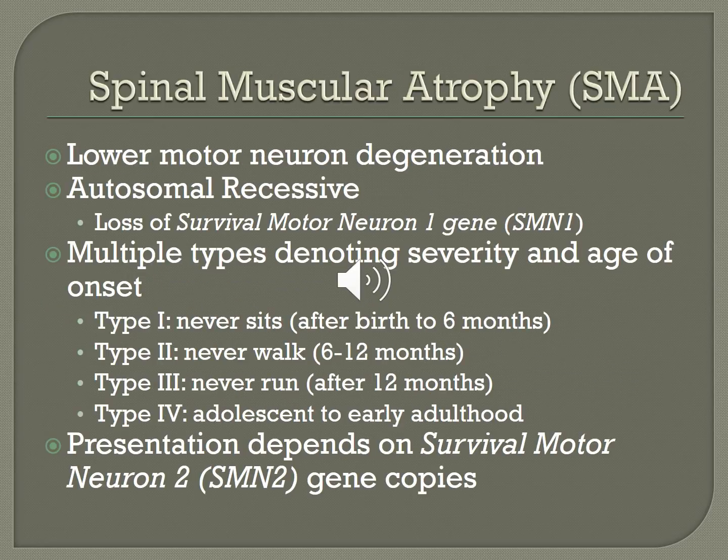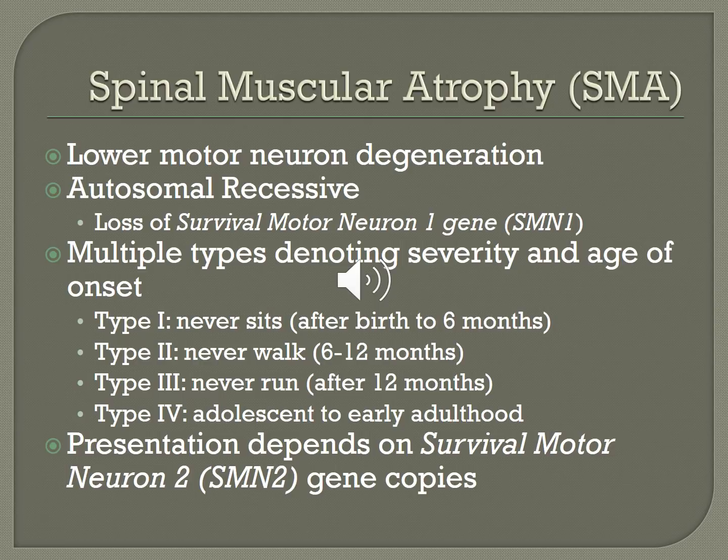So spinal muscular atrophy, moving on to a different disorder, this is a lower motor neuron degenerative disease. So it is a genetic disorder. It's autosomal recessive. So patients will have a loss of the survival motor neuron 1 gene. So they have a loss of function mutation. There are multiple types denoting the severity and the age of onset.